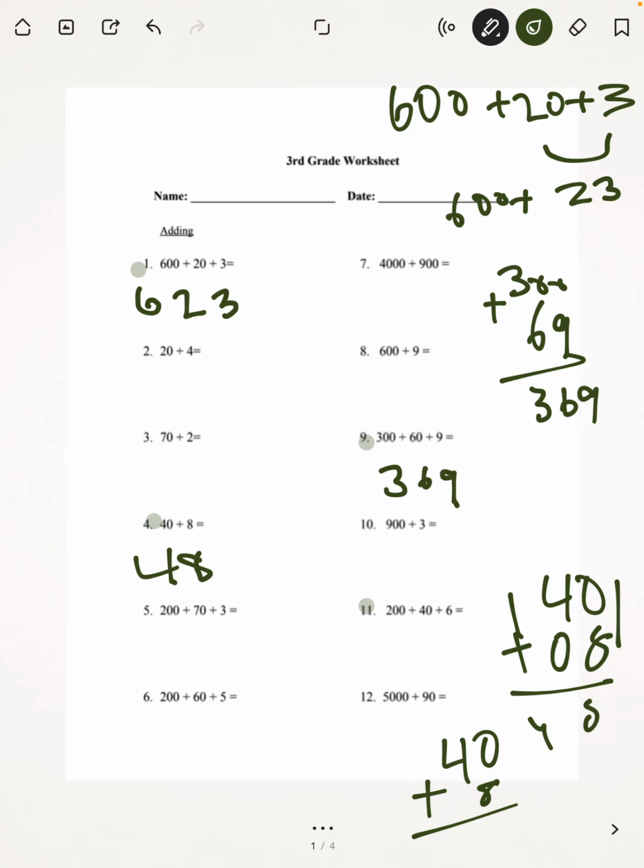Okay, 200 plus 40 plus 6. Just add 40 plus 6, and if you do that, it goes 46. And you're just going to add 200 to it. And if you do that, it goes 246.